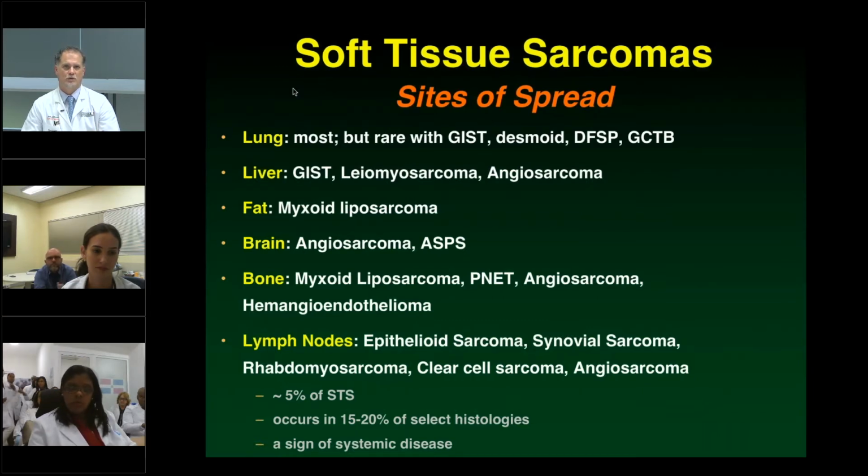If I see a GI stromal tumor or GIST patient with a lung metastasis, a lung lesion, I generally do a biopsy to confirm it because it's often a different type of cancer or maybe even not cancer, such as sarcoidosis or other phenomena. Liver is common for GIST, leiomyosarcoma, angiosarcoma. Myxoid liposarcoma is unusual in its ability to metastasize to fatty areas such as intra-abdominal, pericardial, fat pad, but also to spread to bone. Lymph nodes are very rare. Surgery for sarcomas generally does not involve lymph node dissections like the carcinomas do.